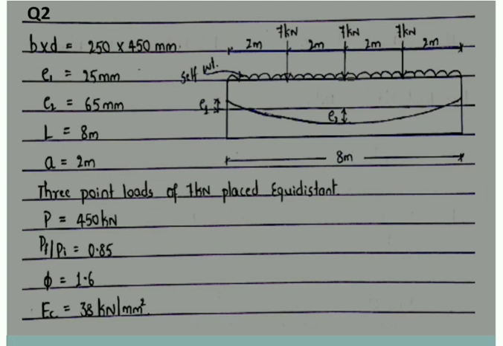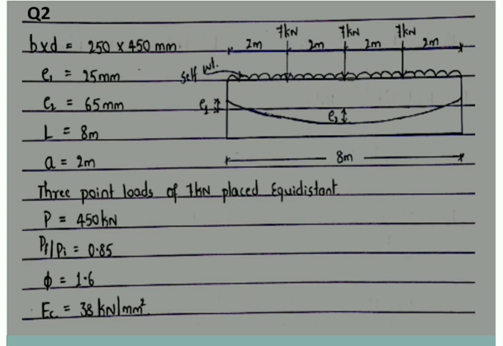So the given data I have written directly, that is B into D is 250 by 450, E1 is 25, E2 is 65. Now you can relate what is E1, E2, length is 8 meters, then A is 2 meters, that is A is the spacing between the point loads. Then the applied pre-stressing force is 450 kilonewton. The loss ratio is 0.85, phi value is 1.6, and EC has to be taken as 38 kilonewton per mm square.